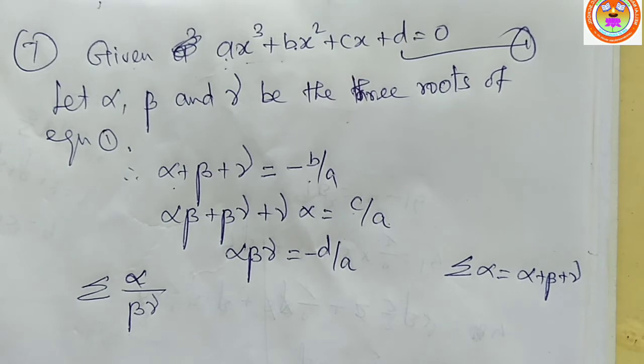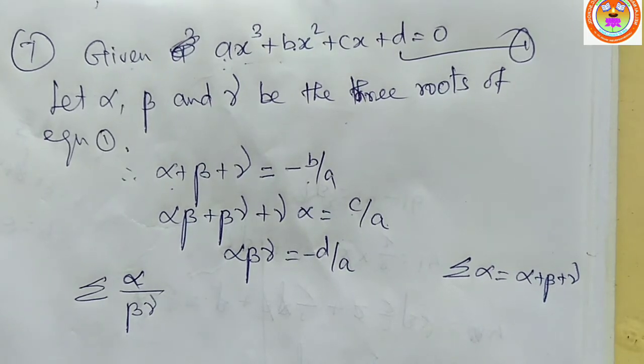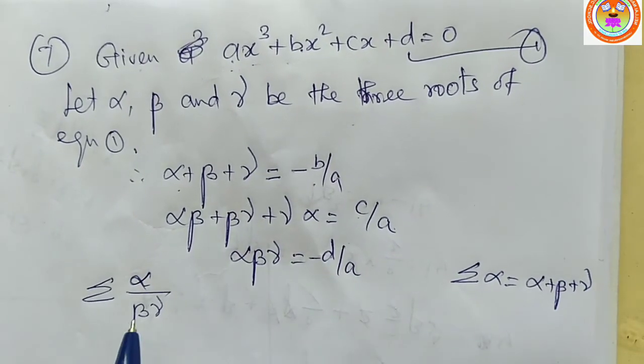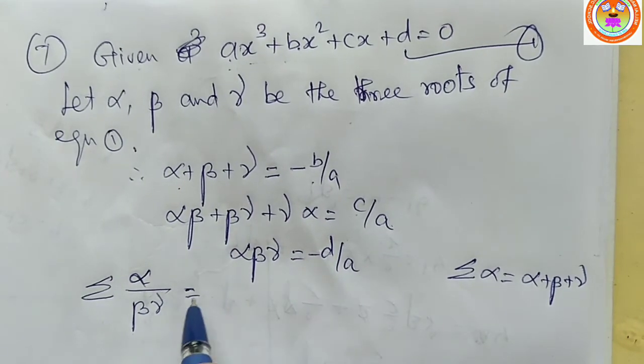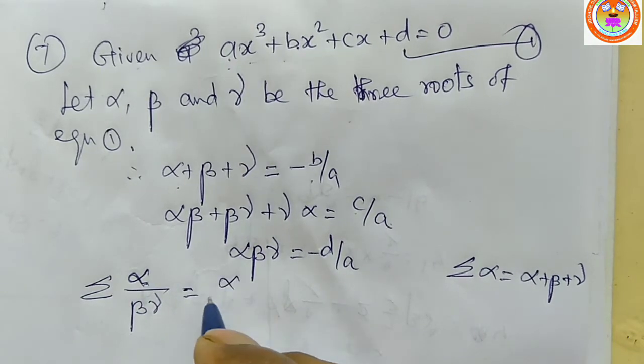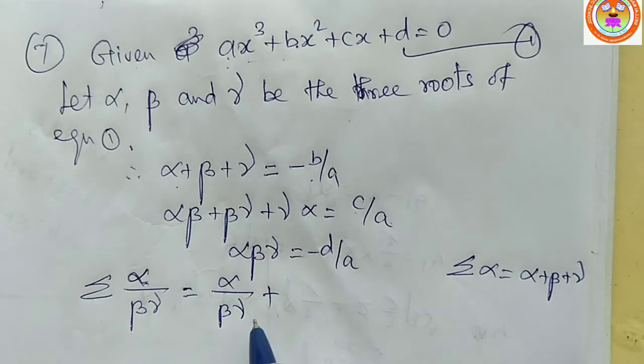Suppose there are 4 unknowns A, B, C and D in the equation, sigma A is equal to A plus B plus C plus D. Suppose the equation contains x, y and z. Sigma x means x plus y plus z. Likewise, sigma alpha by beta gamma means we can expand this term, that is alpha by beta gamma, plus, sigma means plus summation, right?